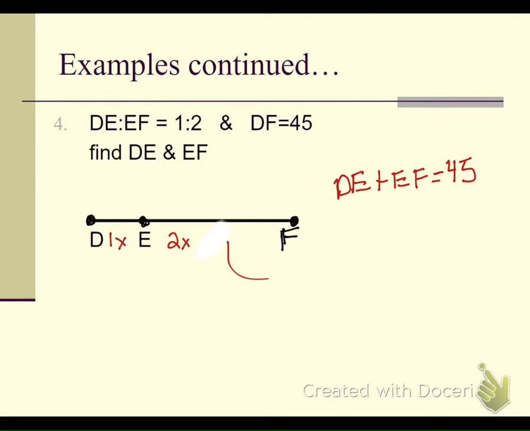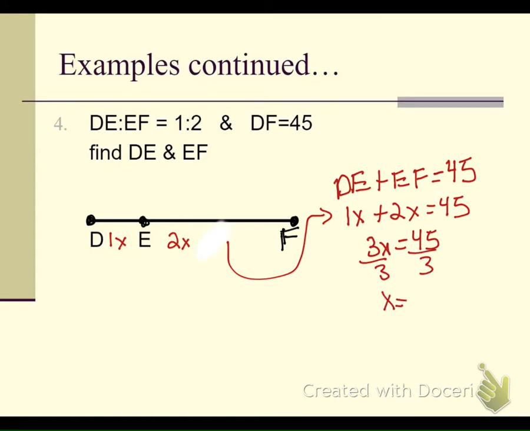So with that, we now come over here and substitute in. We know that DE has a value of 1x. EF has a value of 2x, and we know the whole thing is 45. How many x's do we have? 3x equals 45. We want to find the value of x. We divide by 3. x equals 15. Nice job.